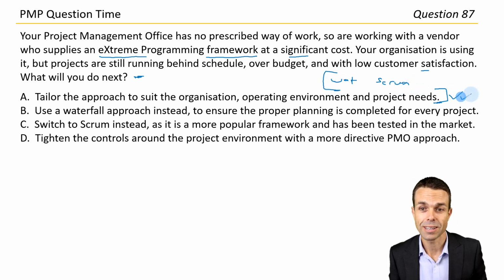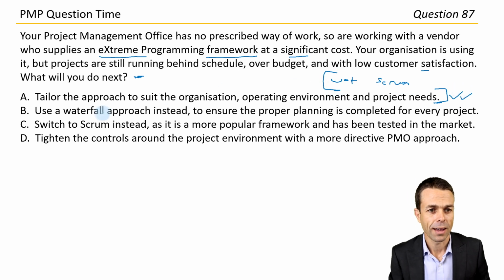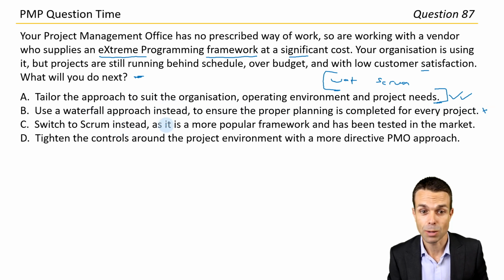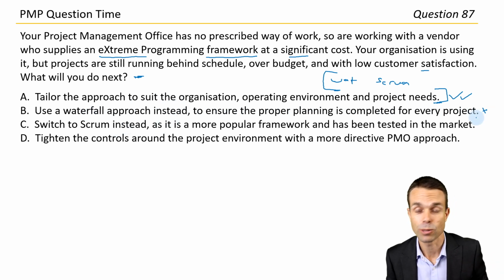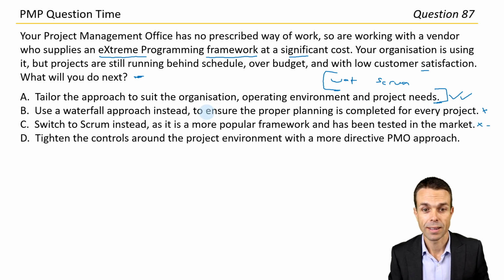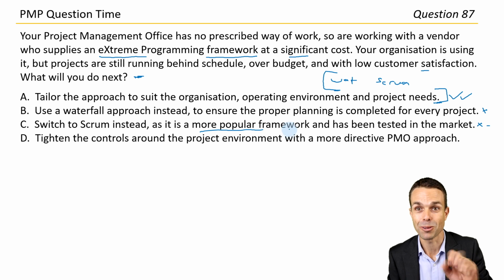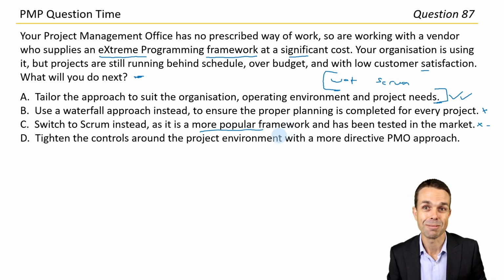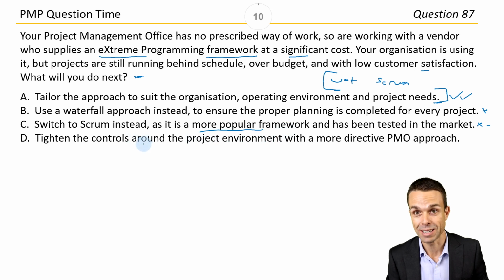That's actually pretty good. Let's see what else we have just in case. Use a waterfall approach instead to ensure the proper planning. Again, same thing. Switch to Scrum instead. And see, this is the thing. We could literally switch to anything, but we'd still need to tailor it as it's a more popular framework. Of course, you'll see that happen all the time. Oh, got to do the most popular one. There must be a reason for it, or people get tricked by that, but it's not always the best.